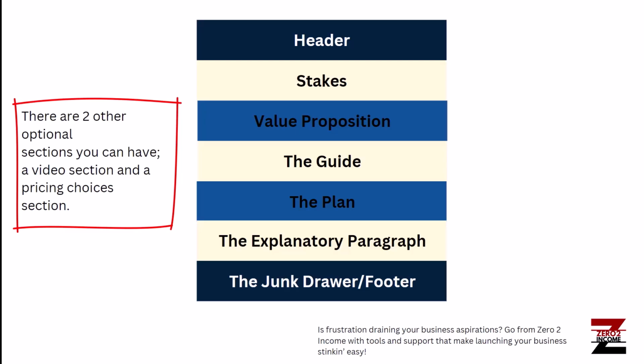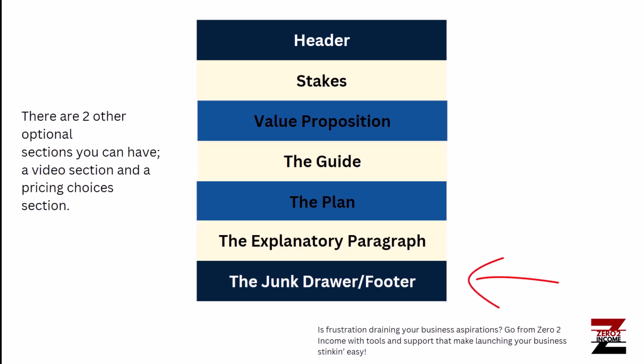And the other thing that you'll probably have, it's optional also, but chances are you'll probably have it, is a section for pricing choices. So maybe you have a monthly subscription, a yearly subscription, and maybe a quarterly subscription. Or maybe you have a course and another course, and then maybe a paid community type of thing. So this is where you would have a section with your pricing choices. Okay. And then after that is the junk drawer.